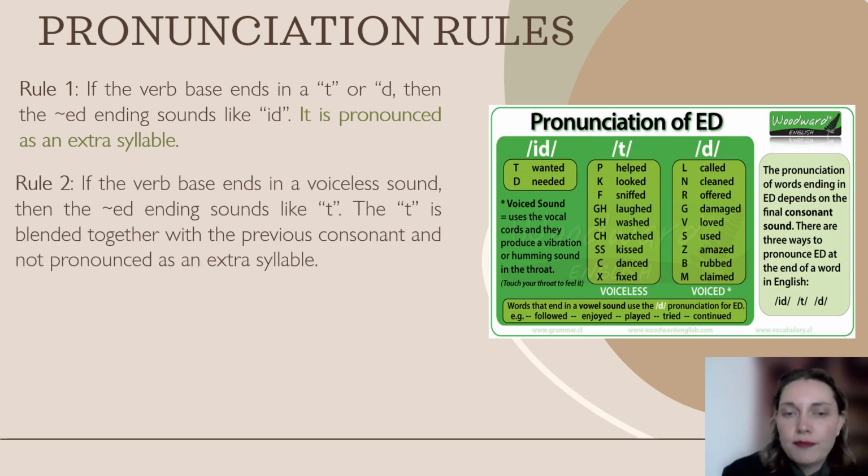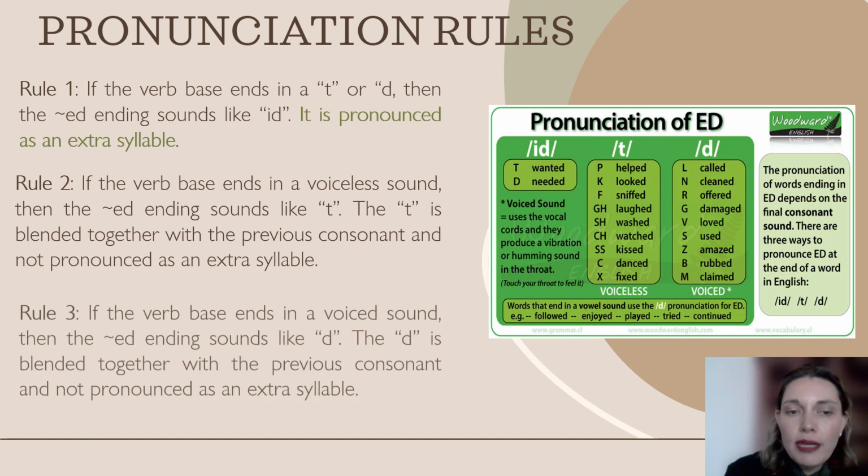Rule number 2. If the verb base ends in a voiceless sound, then the ed ending sounds like t. The t is blended together with the previous consonant and not pronounced as an extra syllable. For example, help, helped, not help-ed. Okay, help, helped.